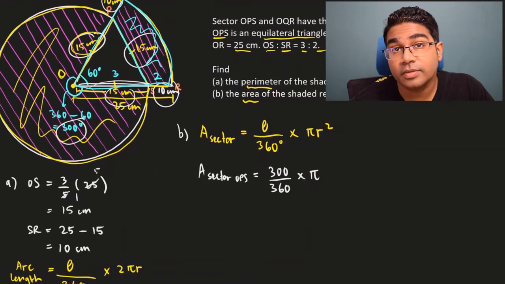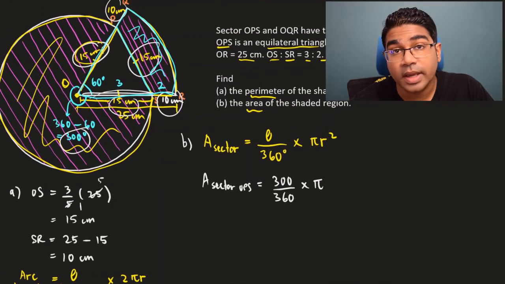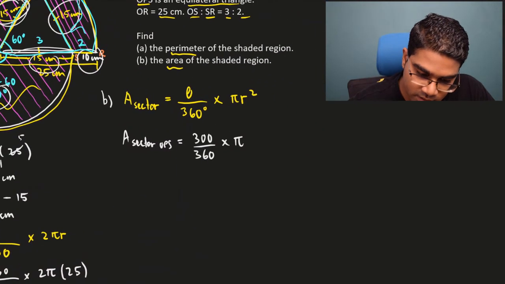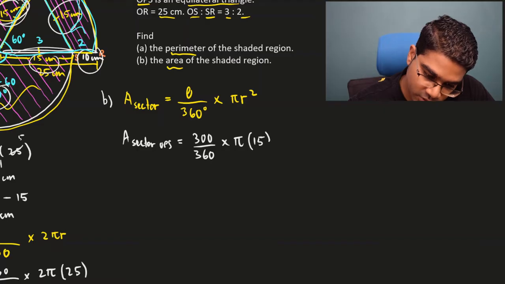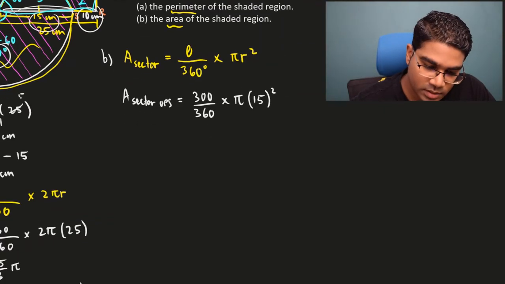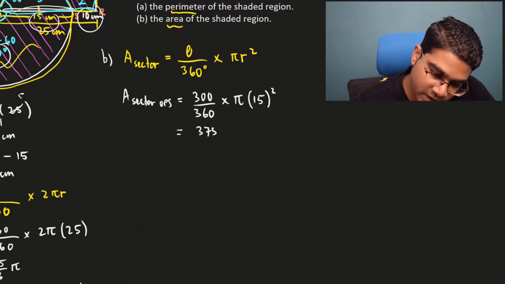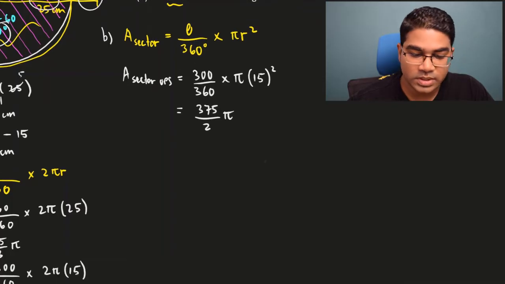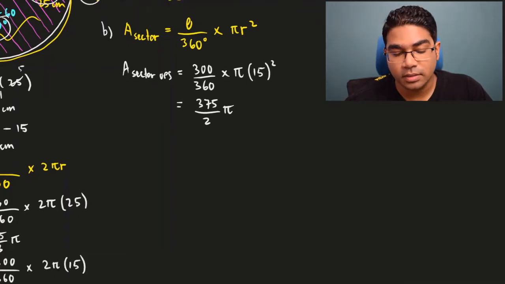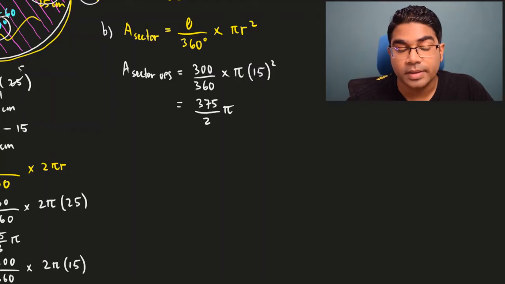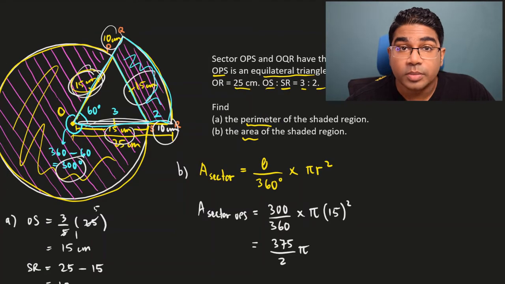So again, we have to be careful which r we choose. Since we are looking at the major sector, we are looking at 15 again. So this is 15 square. Now simplify this, we will get 375 over 2 pi. Once again, I'm going to leave pi until the very end. So the area of sector OPS is 375 over 2 pi. Now we need to find the area of the blue shaded region.